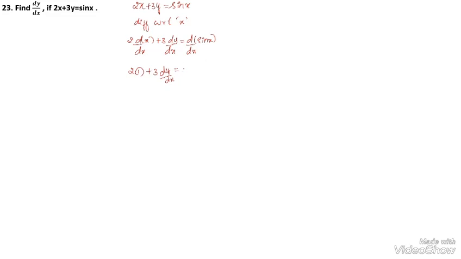It becomes cos x. We want dy by dx. So, I take 3 dy by dx here. Taking the 2 to the right side, it becomes cos x minus 2. We want dy by dx. dy by dx is equal to cos x minus 2 divided by 3. This is the solution of the given problem.